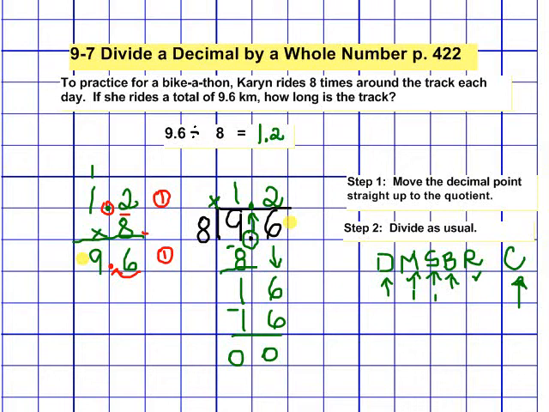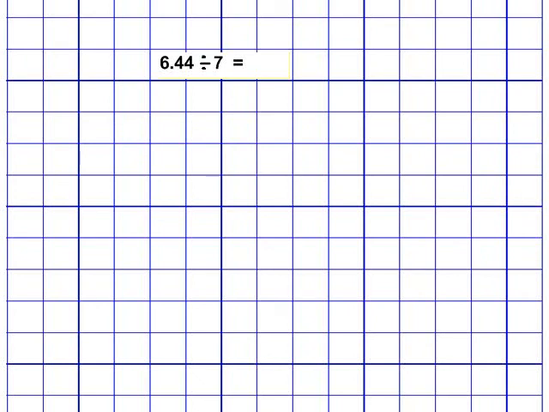So in this lesson, we have done essentially 2 things. The first step is to move the decimal point in the dividend straight up to the quotient. And the second thing that we have done today is just to review the long division process. Let's try it then with a different number. We will try 6.44 divided by 7. The 6.44 is my dividend, so I'm going to go ahead and put it under the house.